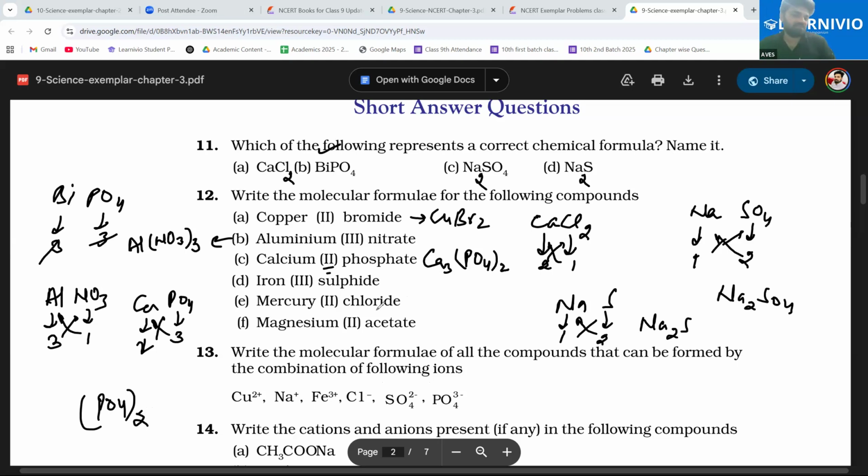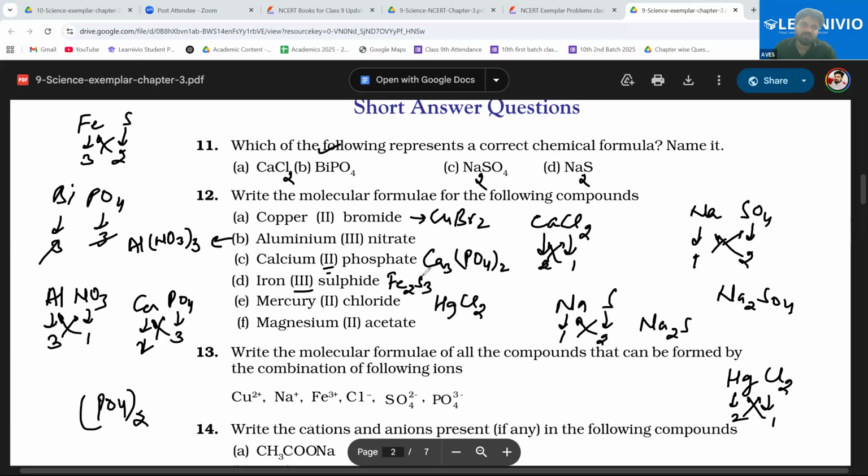Iron sulfide. FeS. No, here iron valency is 3, so this is ferric sulfide, not ferrous sulfide. Iron is 3 and sulfide is 2. You cross multiply, you will get Fe2S3. Mercury chloride, anyone? Hg. HgCl2. Yes, it will be HgCl2 because Hg here is 2 and chloride ion is 1, so you cross multiply and you will get HgCl2.